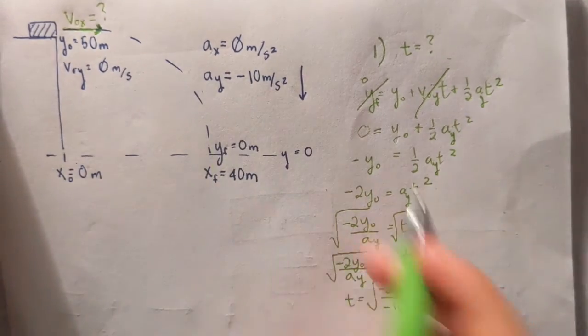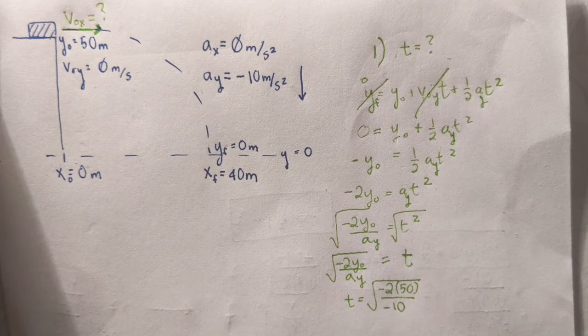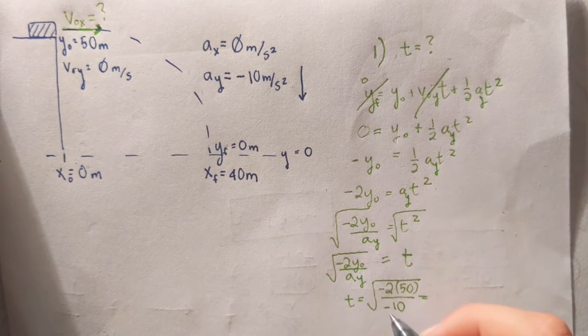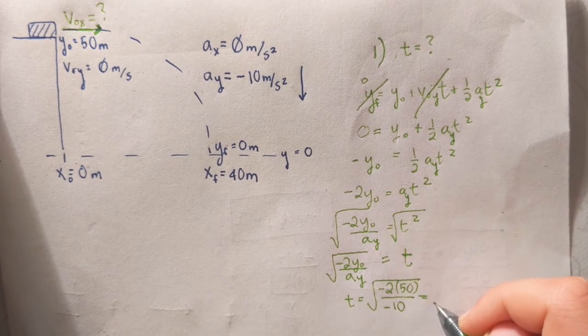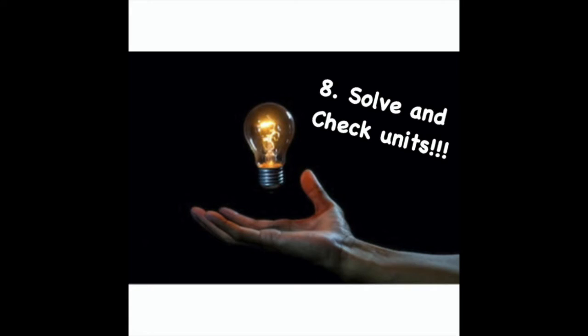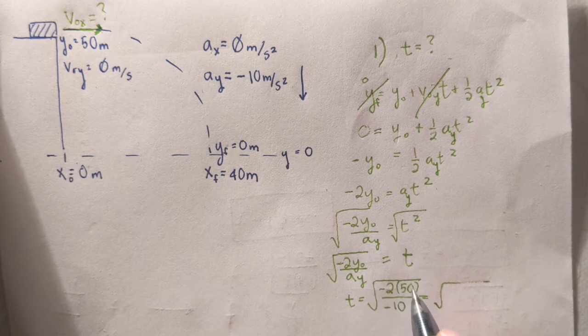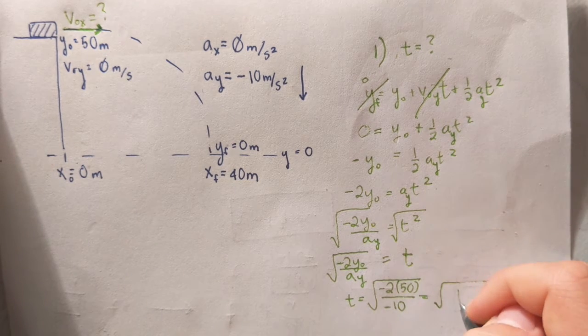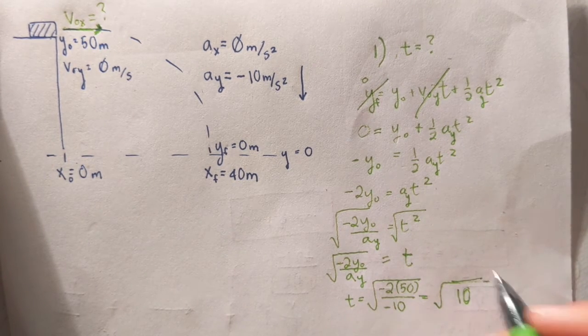And my vertical acceleration is -10. Okay, so make sure you don't leave that negative out. You want that negative there. And so these two negatives cancel to make a positive. So you get t is the root of 2 times 50 is 100, divided by 10 is 10. So the answer for your time should be root 10.